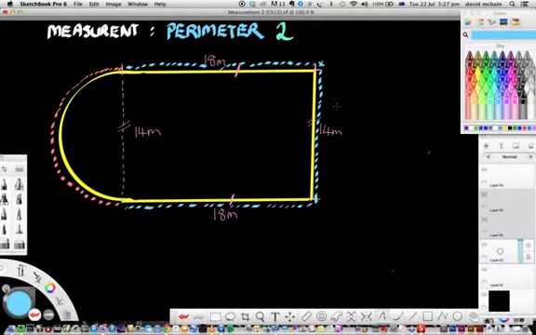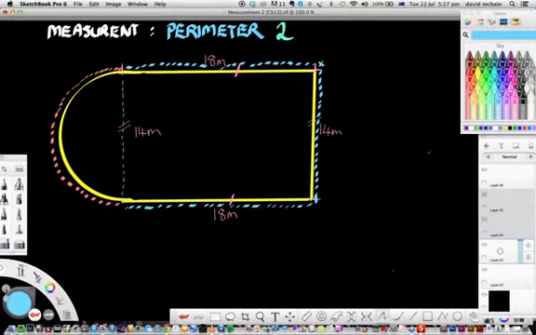So the perimeter of this shape is going to be 14 plus 18 plus some unknown amount here in orange plus 18 again. So what we have to do is work out the orange bit, because we know the other three sides, we don't know the orange bit. Now if you remember from our previous video, this is half of the circumference of a circle. This is half a circle.